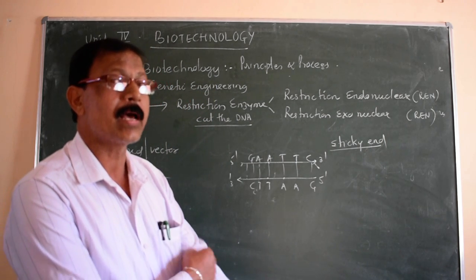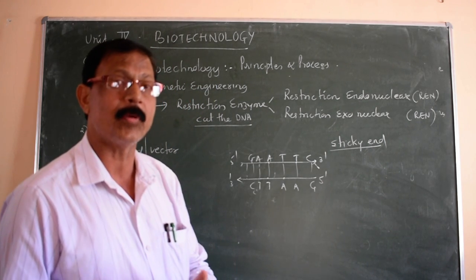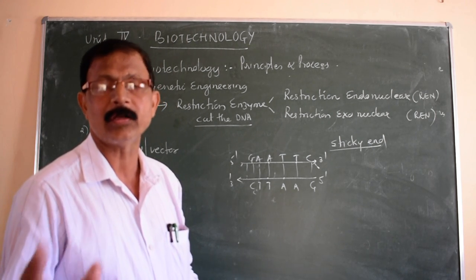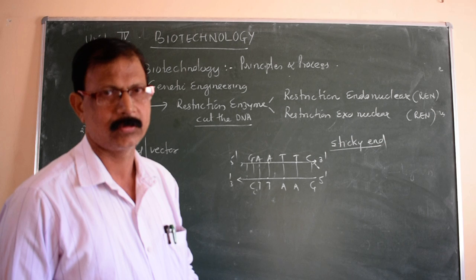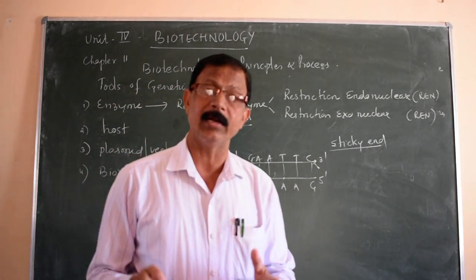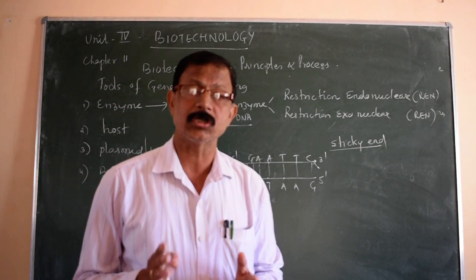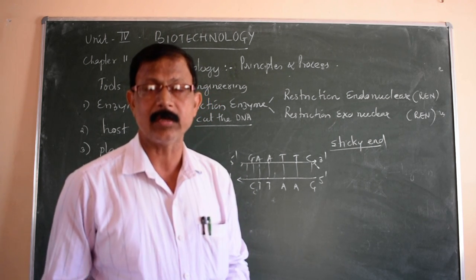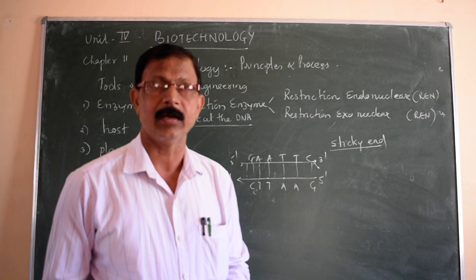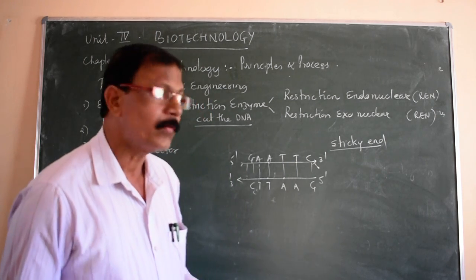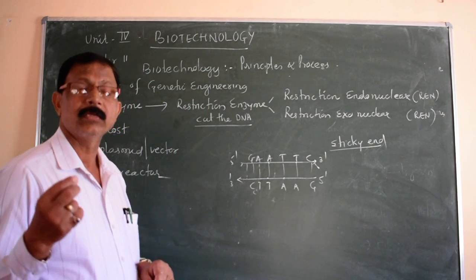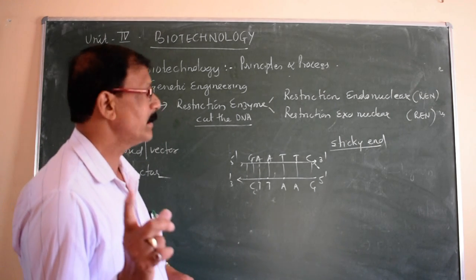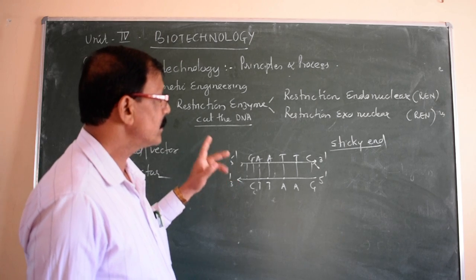There are more than 900 different types of REN that have been discovered so far from different microorganisms. There are more than 900 different types of restriction enzymes discovered so far from different types of microbes, bacteria, etc. So the restriction enzyme has a vital role, and that is why it is used to cut the sticky end.